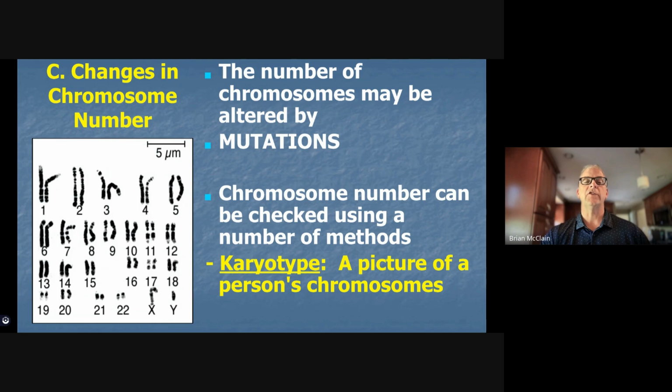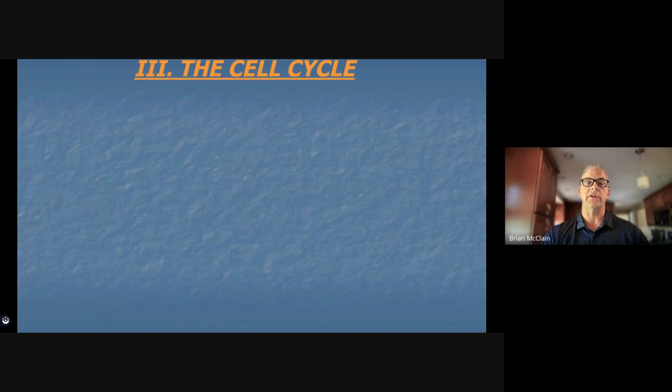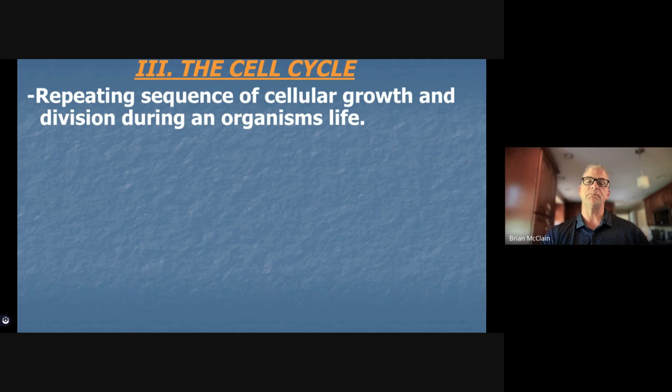If we had a child who had Down syndrome, they would have what's called trisomy number 21. And if you look at number 21, there would be 3 chromosomes there. So that's not the case in this particular instance. But when we talk about changes in chromosome number, usually we're talking about serious mutations. So as we move on, we start into the cell cycle.